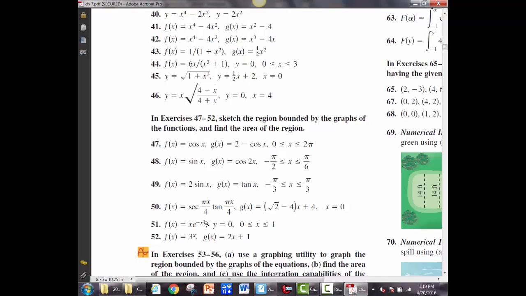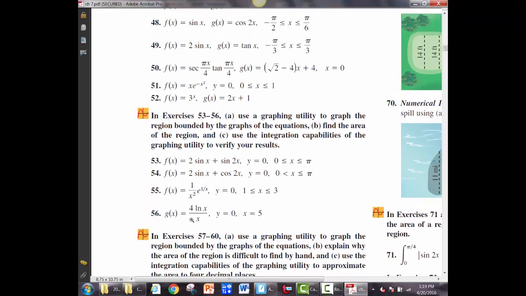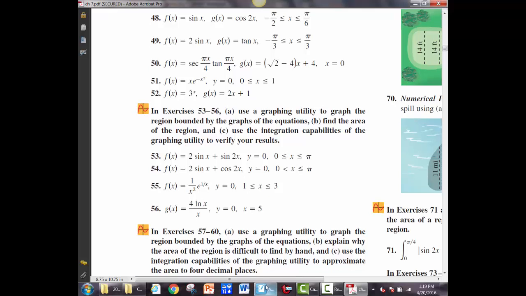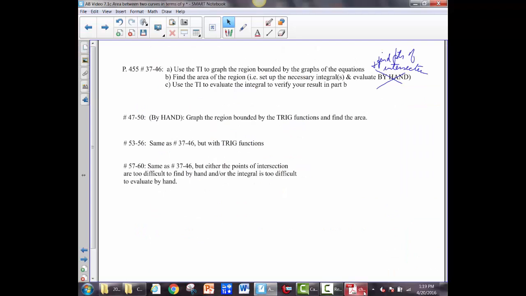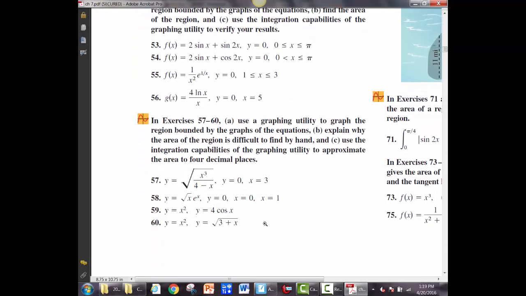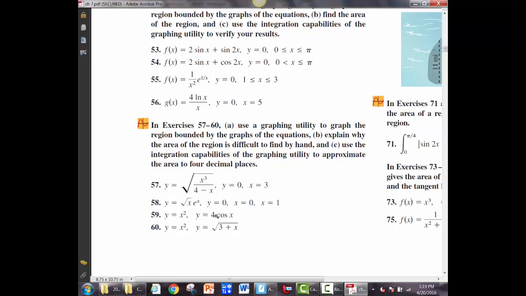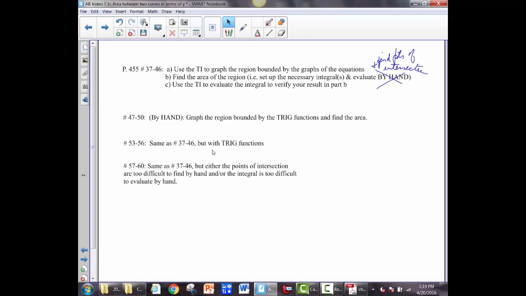53 to 56, same thing, but these have to have trig in them. Again, you would need a calculator here to graph these. These are very ugly functions to graph by hand, but it's telling you to do that. Okay, and then finally 57 through 60. What happens here is, again, graph it, explain why the area of the region is difficult to find by hand. Well, that's because it's going to be really hard to integrate these weird, bizarre things. And then you're going to use your calculator to integrate them instead.